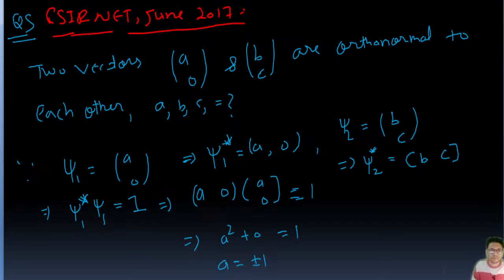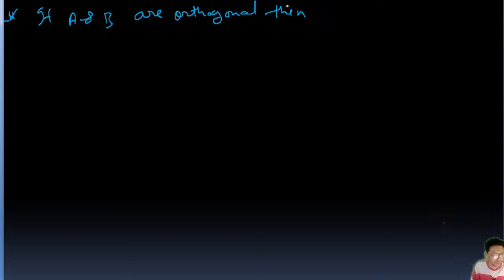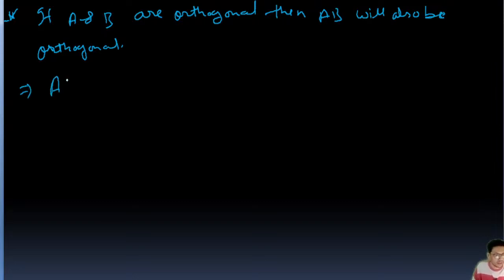Next, if A and B are orthogonal, then AB will also be orthogonal, right? This implies A into A transpose equal to I, and A transpose equal to A inverse. This is the condition for orthogonality, right?